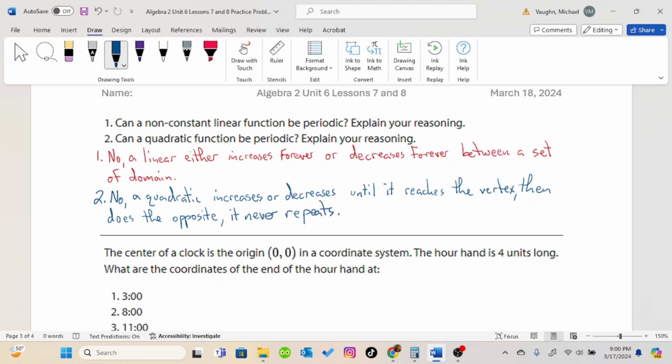So a quadratic function is one that has a parabola. It either increases to the vertex and then decreases, or it decreases until the vertex and then increases. It never repeats, so it cannot be a periodic function.